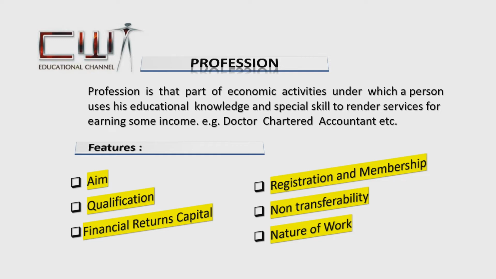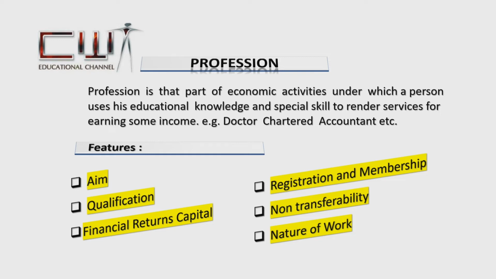Under profession, the registration and membership is mandatory. Lawyers have to register themselves with the Bar Council and they get a membership number. Chartered accountants register themselves with the Institute of Chartered Accountants and get a membership number. So each profession will require a registration and a membership of that professional body.